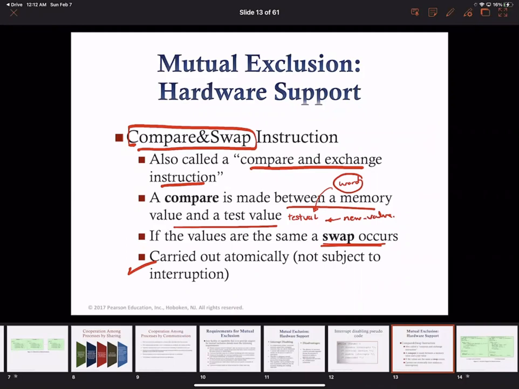Another version of this instruction might return a Boolean value: true if the swap occurs, false otherwise. Some version of this instruction is available on processor families like x86, IBM Z series, and so on. Most operating systems use this instruction for support of concurrency.